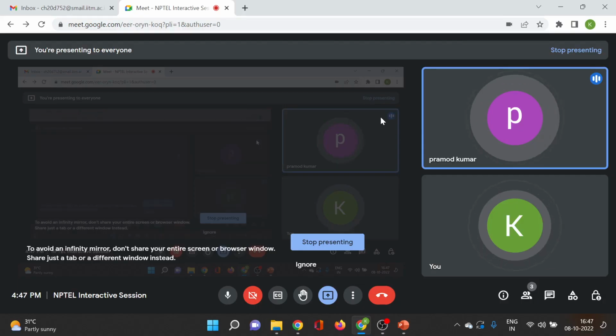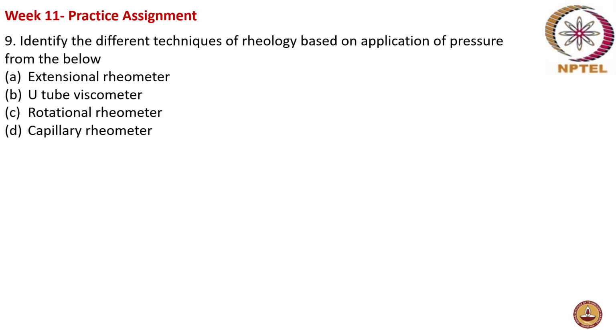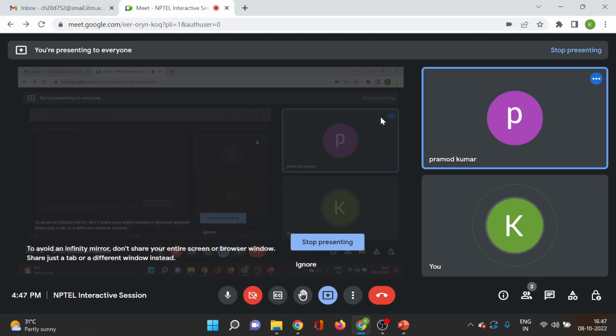You can unmute and speak. Unmute and speak like now. Rotational rheometer, we always use for low viscosity. No, I am asking. Actually, when I speak, can you just mute?